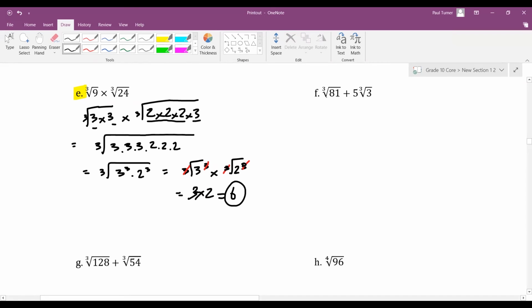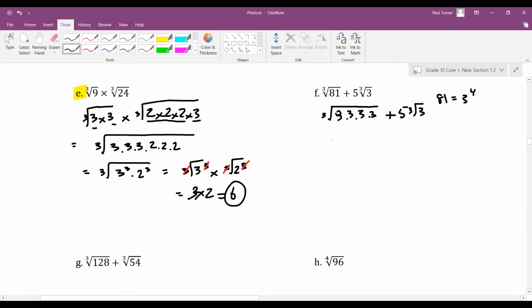Okay, so now you've got this one, which is cube root 81 plus 5 times cube root 3. Well, cube root 3 is finished, basically. So we need to look at this 81 here, cube root 81. So what we could do there is cube root, 81 is actually 3 power 4, like that. So 3, 3, 3, 3 plus 5 cube root 3.